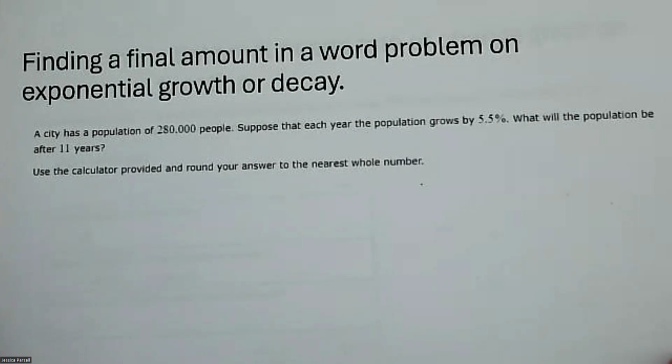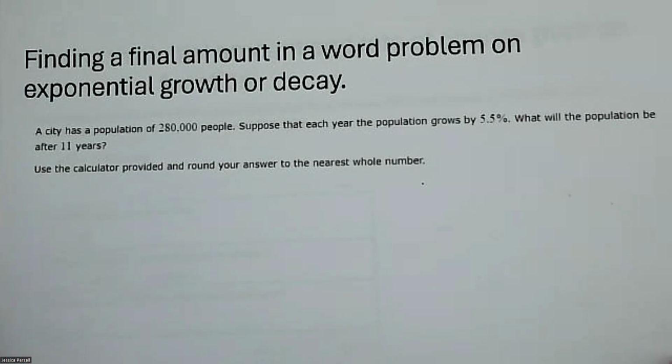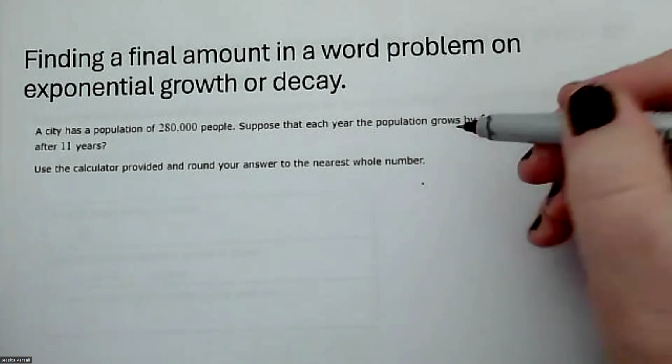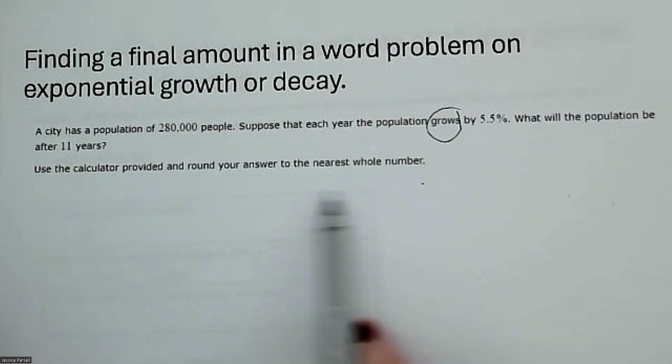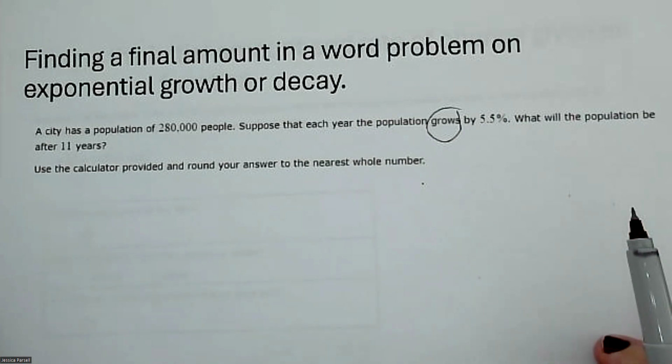Okay, next up on the buffet, finding a final amount in a word problem on exponential growth or decay. A city has a population of 280,000 people. Suppose each year the population grows by 5.5%. What will the population be after 11 years? Use the calculator provided and round your answer to the nearest whole number.